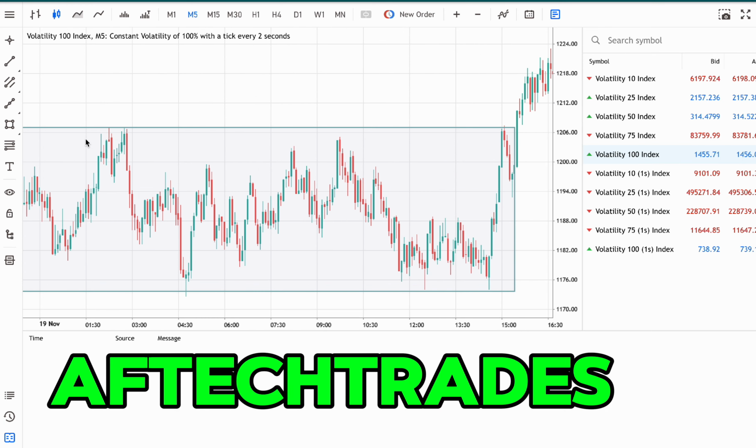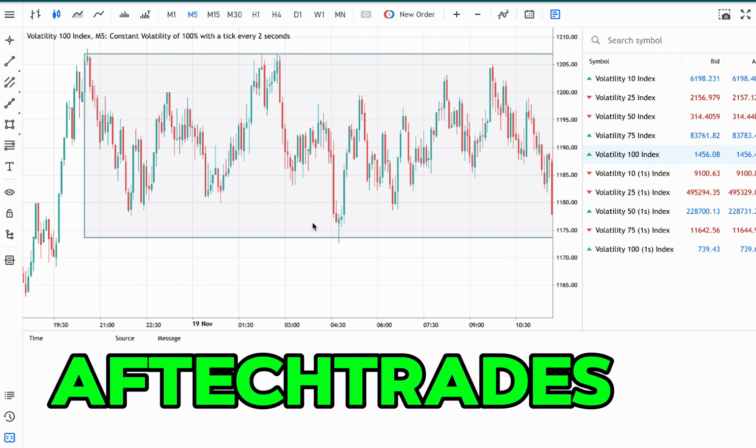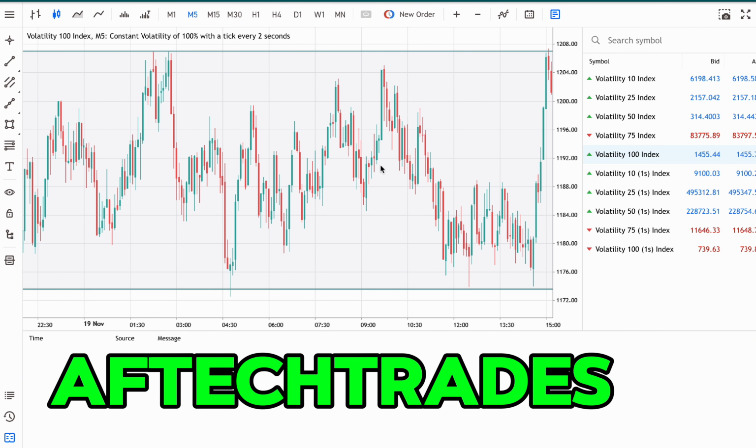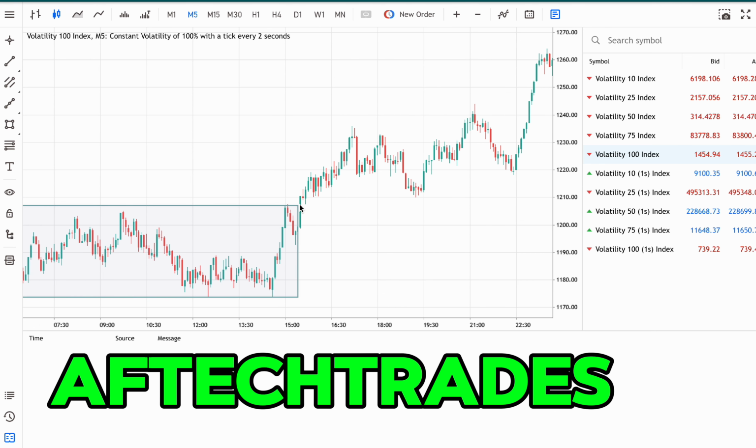You can see that it has been ranging around this zone for a while, and if you don't know and you just get into the market, you can just get stuck. You will not be able to get out of the market, or you can probably get out with just a break even. So you can see here we have a breakout here. So after the breakout, you can see what happened in the market.